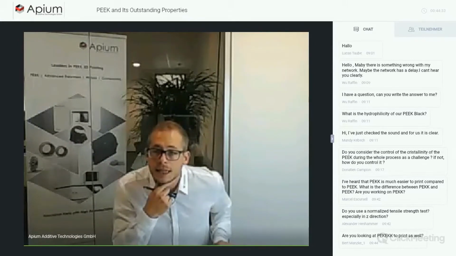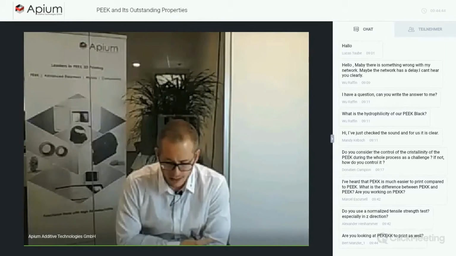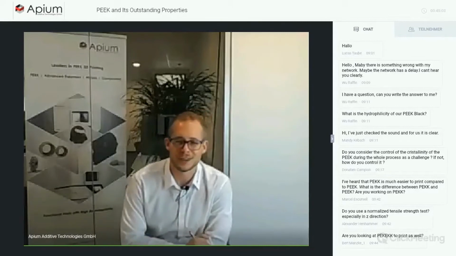Are you looking at PEKEKK to print as well? I have to admit for now we are not looking into PEKEKK at the moment. I would not know who is already offering some kind of filament like this. It would be possible to process it with our print head. I'm pretty sure it could be processed. If you have some kind of filament or interest in it, you are invited to get in contact with us and we can see what we can do there.